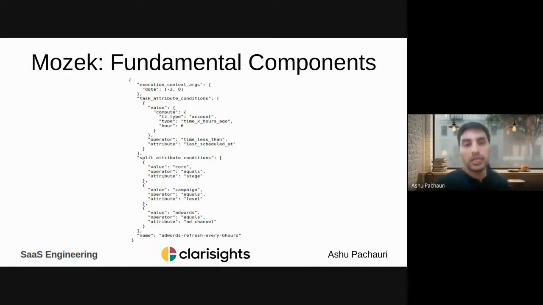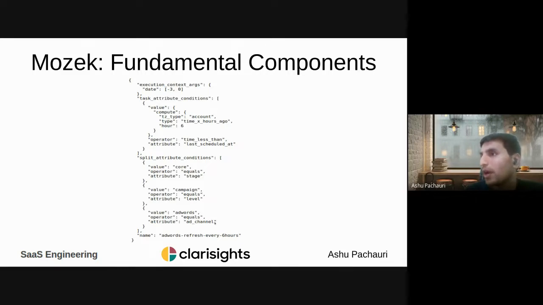So this is a JSON representation of the rules that I was talking about, one of the example rules. This is not how it's actually written. It is stored in the database as a proper set of columns and structures. But for showing here, I've converted it into a JSON representation. There are two important parts here. Let's first talk about the split attribute conditions and relate it to the DAG that I was showing earlier. What this rule is saying is that for these particular attributes, where stage is equal to core, level is equal to campaign, and ad channel equal to adverts, for all splits that are identified by this.